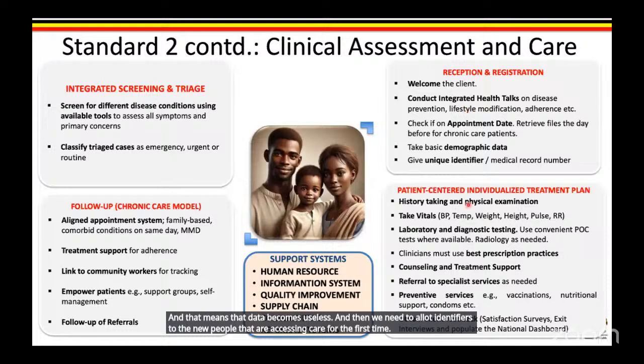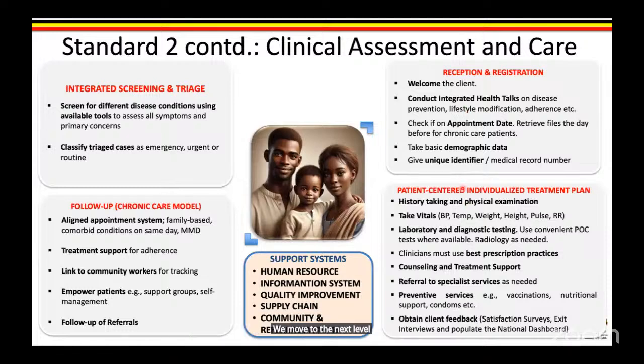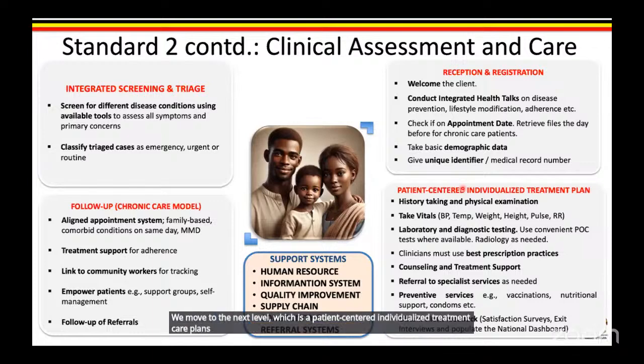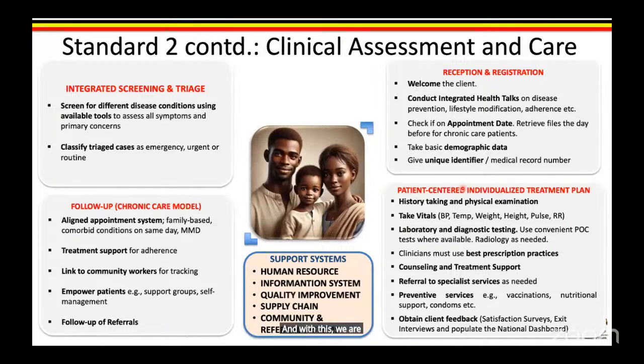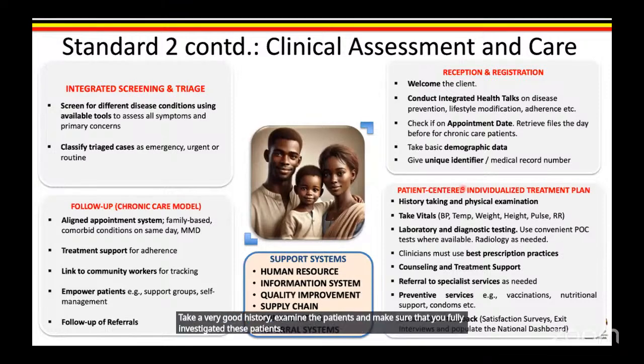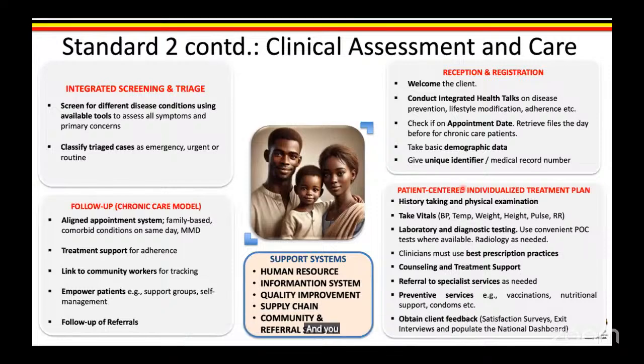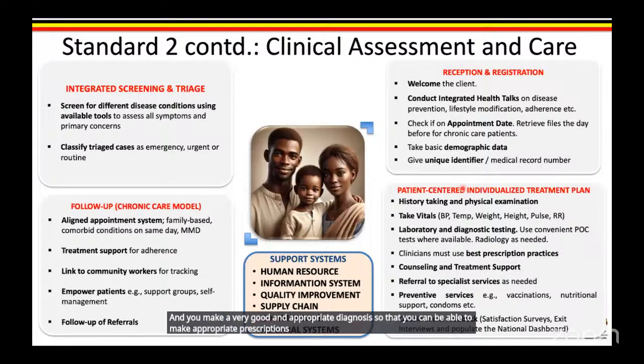And then we move to the next level, which is patient-centered individualized treatment care plans that are constructed based on appropriate diagnoses. With this, we are calling upon all of us as healthcare providers to go back to the basics of patient care. Take a very good history, examine the patients, and make sure that you fully investigate these patients, and make a very good and appropriate diagnosis so that you can make appropriate prescriptions. It is through appropriate prescription practices that we will be able to get rid of antimicrobial resistance.